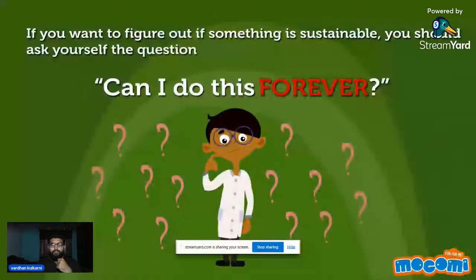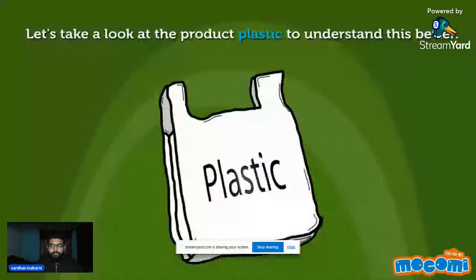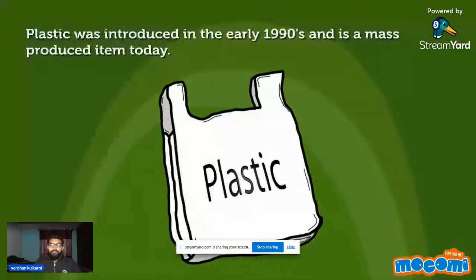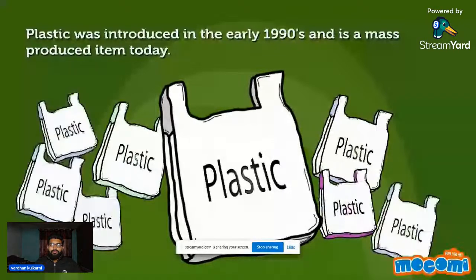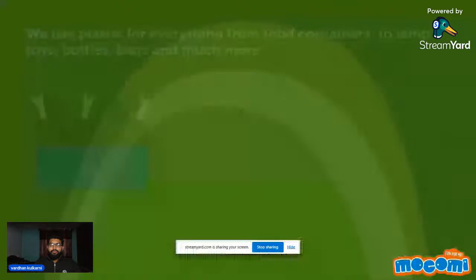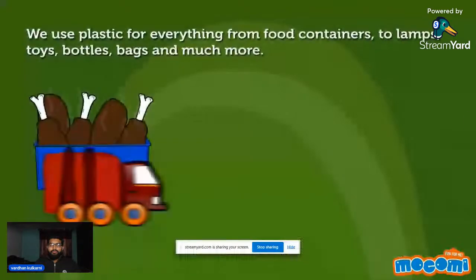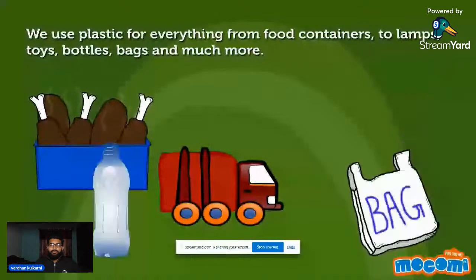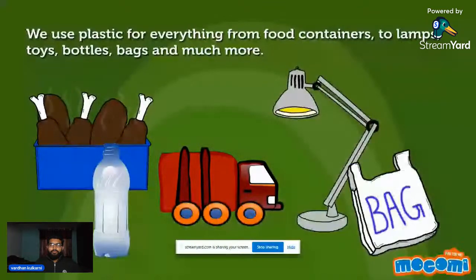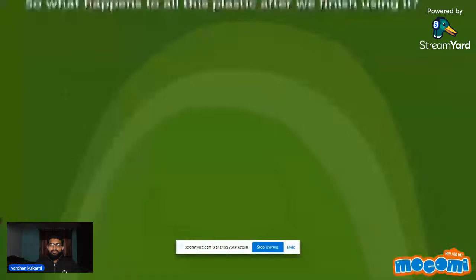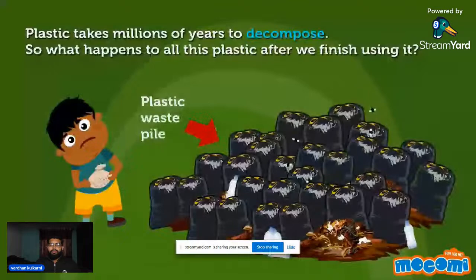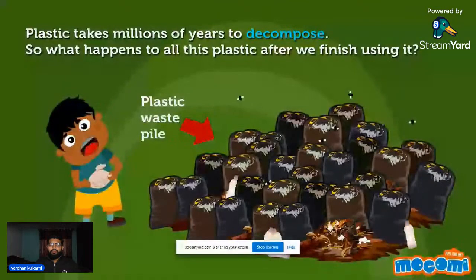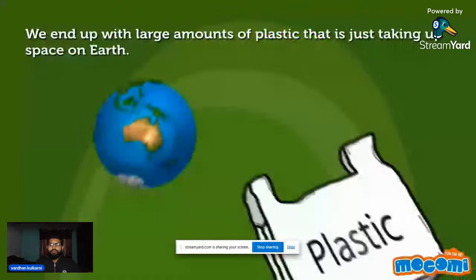Let's take a look at the product plastic to understand this better. Plastic was introduced in the early 1990s and is a mass produced item today. We use plastic for everything from food containers to lamps, toys, bottles, bags, and much more. Plastic takes millions of years to decompose. So, what happens to all this plastic after we finish using it? We end up with a large amount of plastic that is just taking up space on Earth.